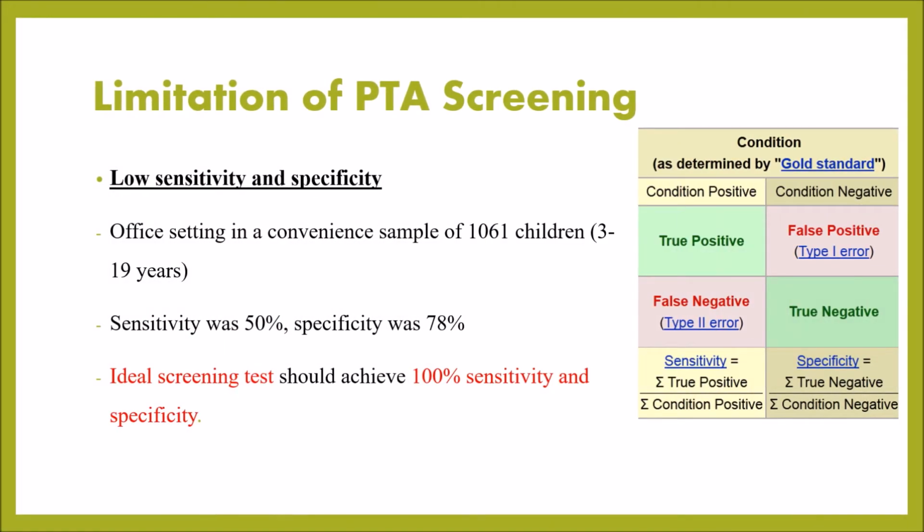The main limitation of PTS screening is low sensitivity and specificity. A good screening test should achieve high rate of true positive and high rate of true negative. However, an investigation showed that PTS screening only achieved 50% sensitivity and 78% of specificity. This statistic is far away from the ideal screening test, which should achieve 100% sensitivity and specificity.